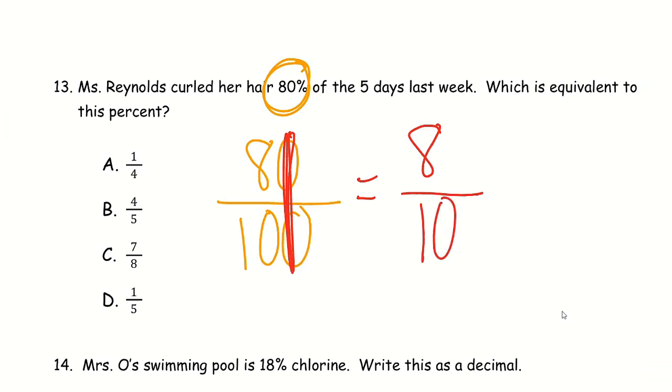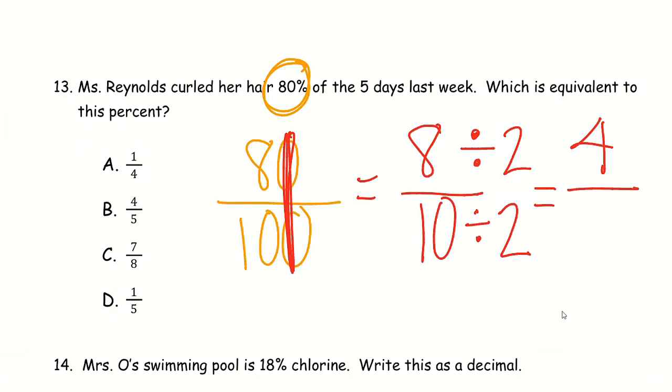I don't see my answer still, so I think I can keep simplifying. They know you know how to simplify. Now they're even, so I can divide by 2. 8 divided by 2 is 4. 10 divided by 2 is 5. 4/5. 5 is prime. 4 and 5 are consecutive, so I am done. Answer choice B. I love killing those zeros.